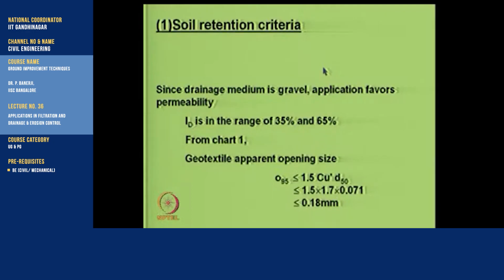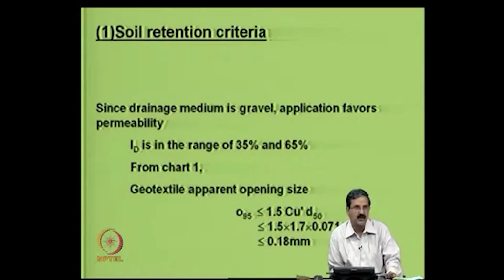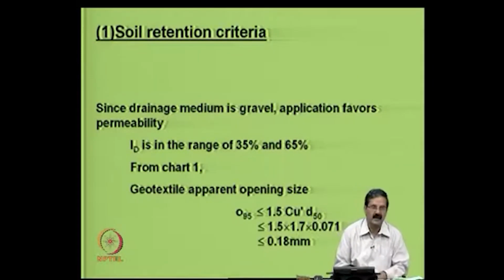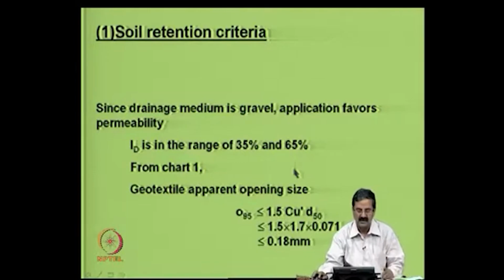Here the first step is that our objective is to have permeability as an important criterion. We know that the relative density, in this small compaction, will not be too high, because you are just placing a gravel medium here, and I do not want to compact it to very high relative densities. So, I will just say that the relative densities are in the range of 35 to 65%, which is the range given, and you have a chart that I just mentioned, which is a Giroud chart.